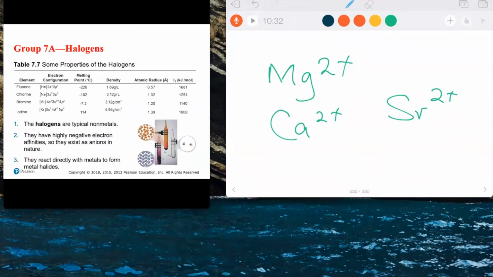Now, group 7A, halogens, means salt forming elements. They have 7 valence electrons in their outermost shell. And if you look at the first ionization energy, which is the trend we looked at earlier on, it decreases down the periodic table. It follows the general trend. Atomic radius increases because of the shells as well. The densities increase as you go down the periodic table.